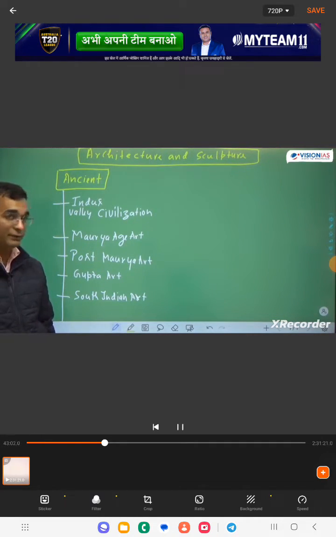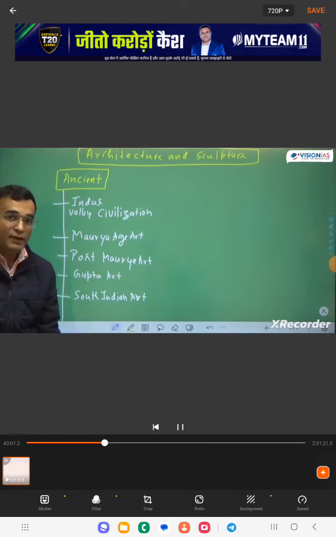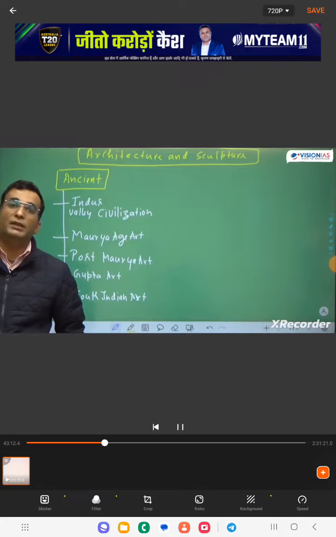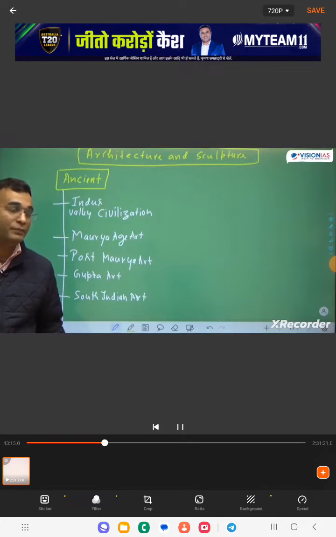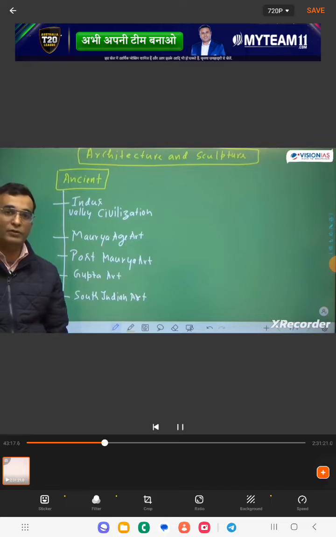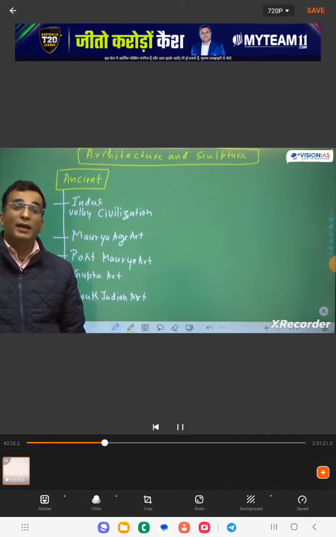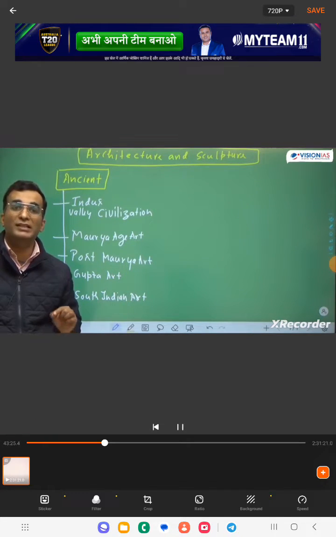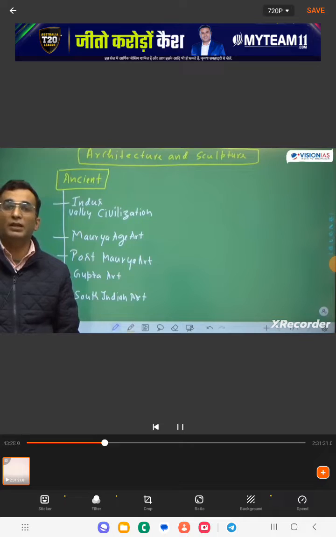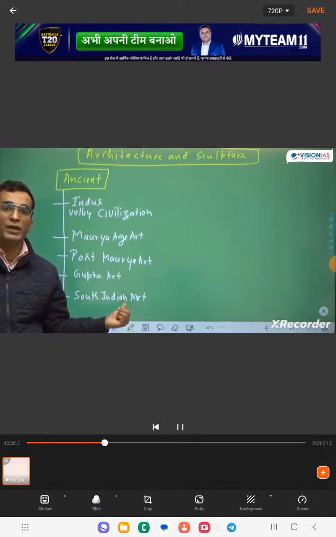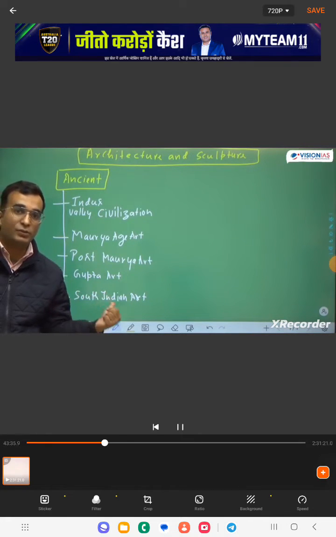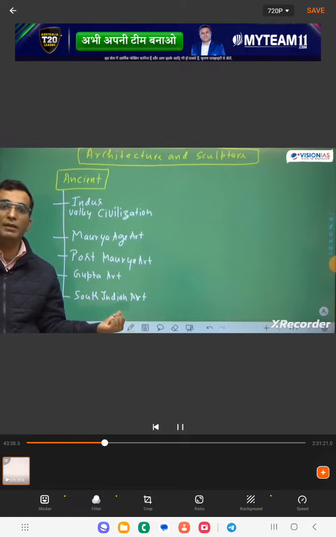Let's come to the medieval. Moreover, let me tell you one more thing. There are a few things which are the focus of each period. For example, the focus of the Indus Valley civilization would be urban planning, town planning. When it comes to the Maurya age art, the focus is the pillar and stupa. In the post-Maurya age, the focus is the sculpture, the three styles of sculpture: Gandhara, Mathura and Amravati. For Gupta age art, the focus is temple architecture, and so it is with South Indian art, the temple architecture.